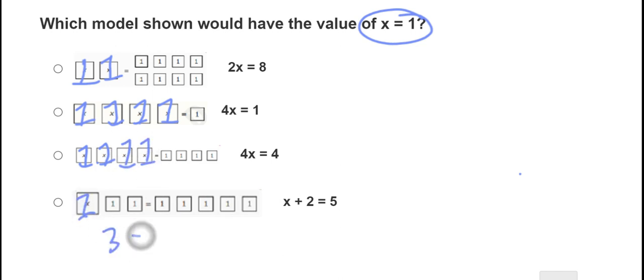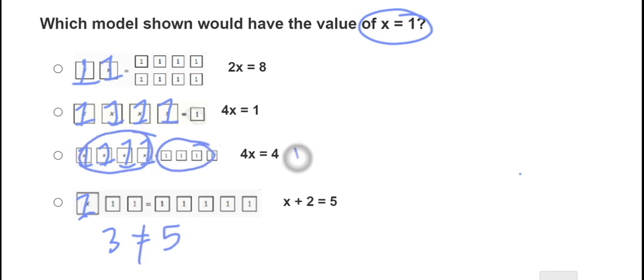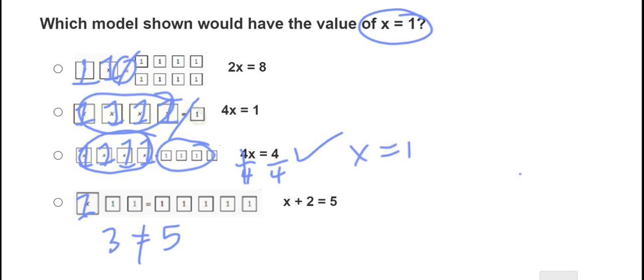So this would be 3 equals 5. That's not true. Here, this is 4 equals 4. That is true. This one is 1, 2, 3, 4. 4 equals 1. That is not true. And then 2 equals 8. 2 does not equal 8. So if you substitute and check, or if you solve, divide by 4, x equals 1.